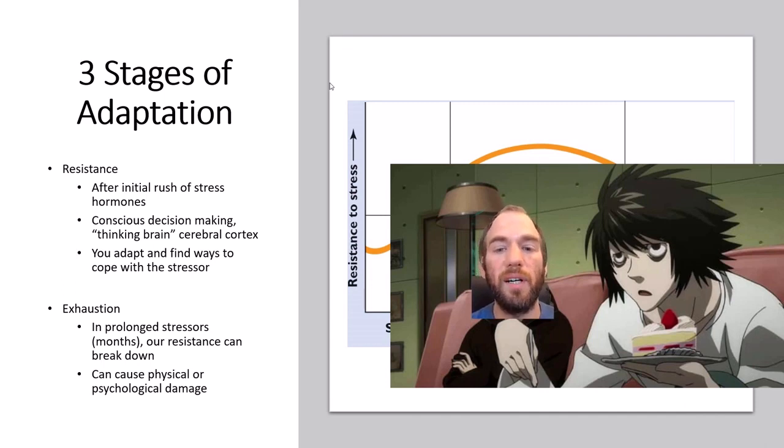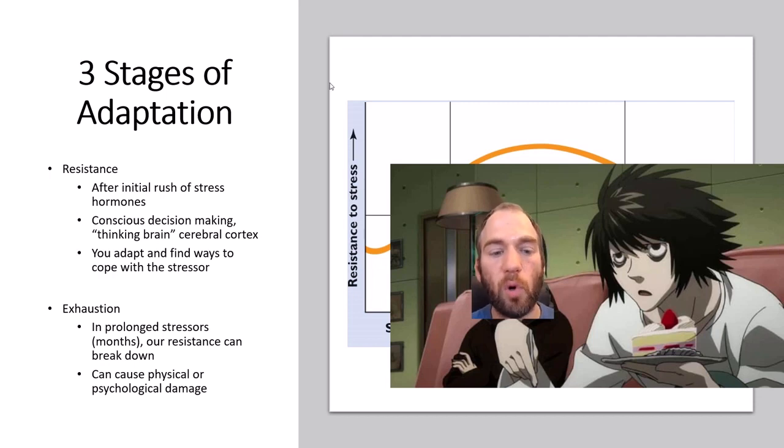So we have that initial response, then we have this resistance wherein we're thinking, okay, what do I do about this right now? How do I adapt? How do I cope with the stressor? And exhaustion, wherein you see a decrease in the amount of stress hormones such as cortisol.